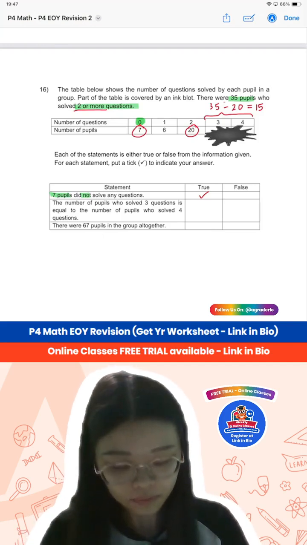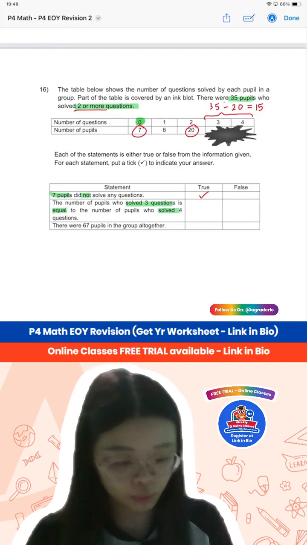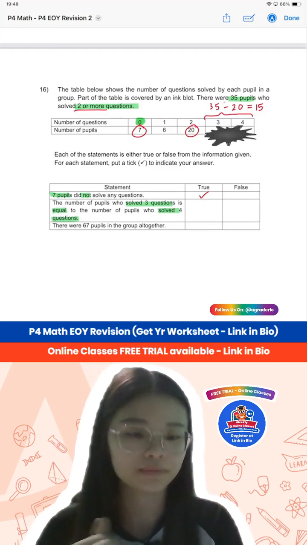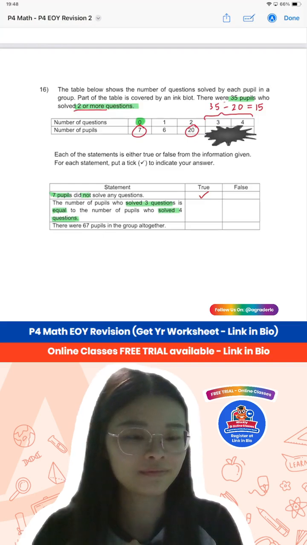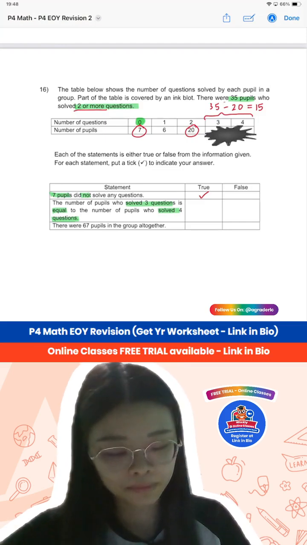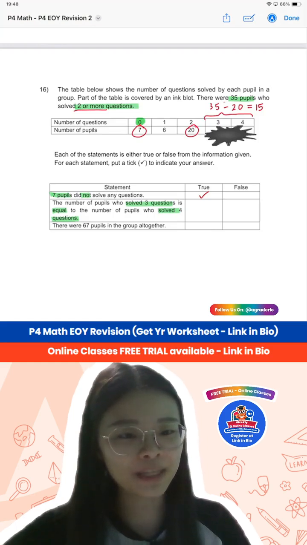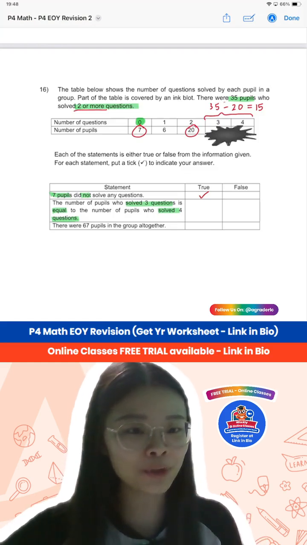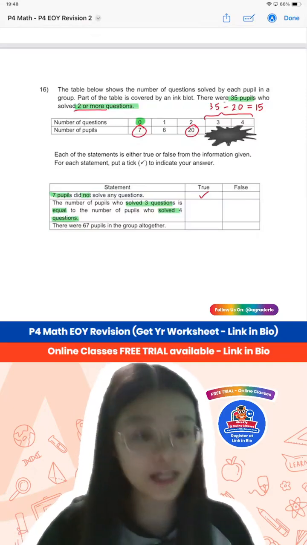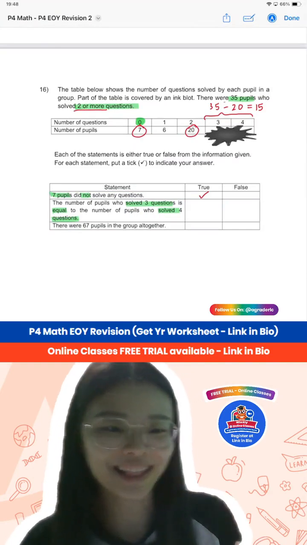Next one. The number of pupils who solved 3 questions is equal to the number of pupils who solved 4 questions. Is it true or is it false? Okay, we have true and we also have false. So how do we know it's false? For those who answered false, false is actually correct. But can you tell me how?